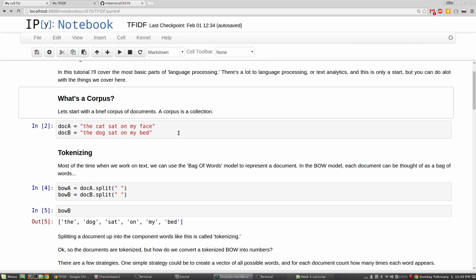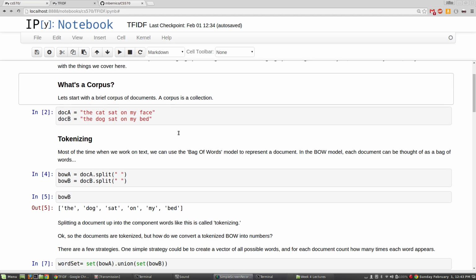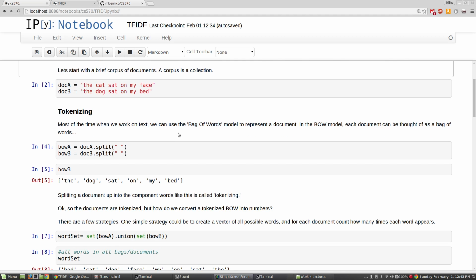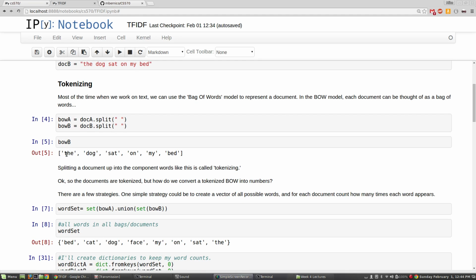All right. Usually when we're doing text analysis, we can use a model that's called bag of words to represent a document. And in the bag of words model, you can imagine that each document is really just a bag of words. And so that's what I'm doing here. I'm using the split command to split my documents in my corpus into their individual words. And you can see that bag of words B is really just doc B split into words in a list.